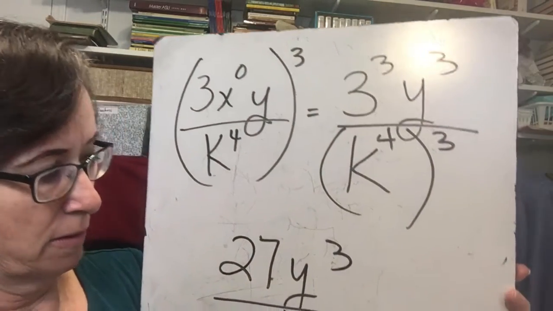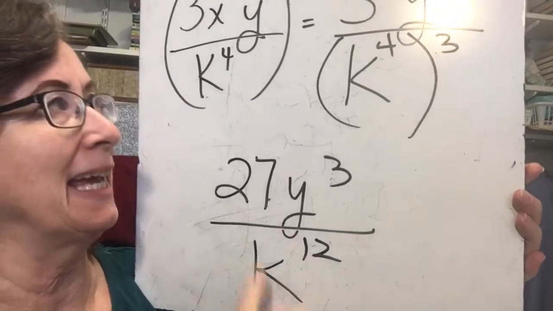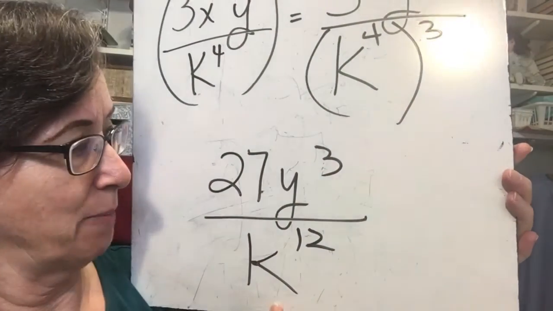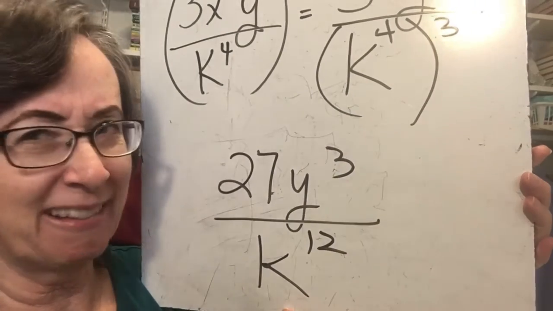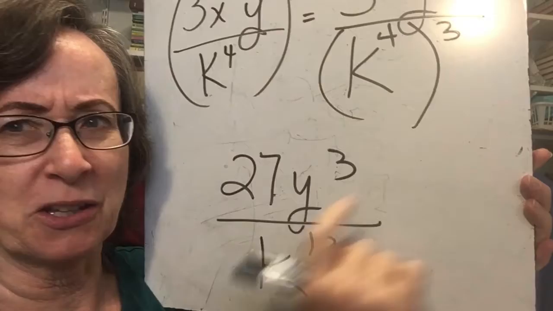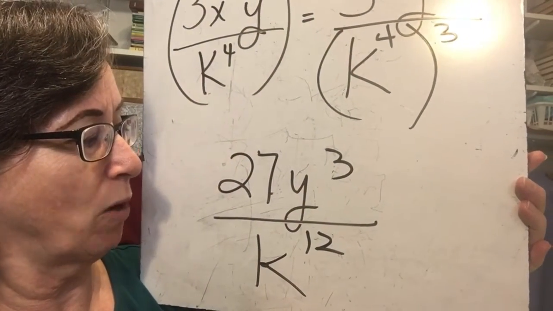Now, I'm thinking your book is going to leave it that way, because that's the way it initially came out. And besides, that's simplified, isn't it? The only thing they could change is if they wanted to move this to the numerator, which I don't know why they would want to do that. So 27y cubed over k to the 12. And hey, we got one right. They did it just that way.